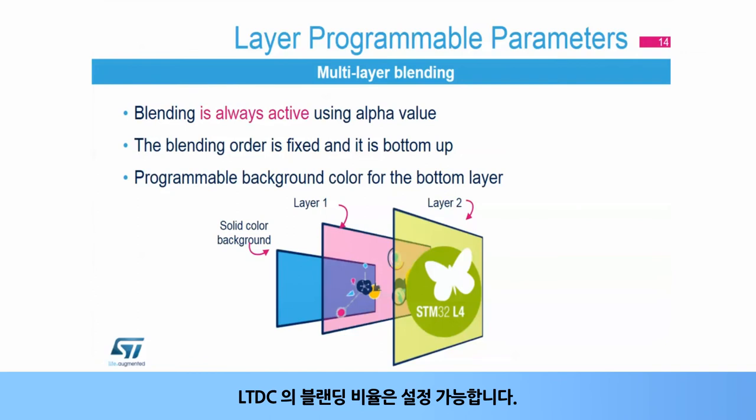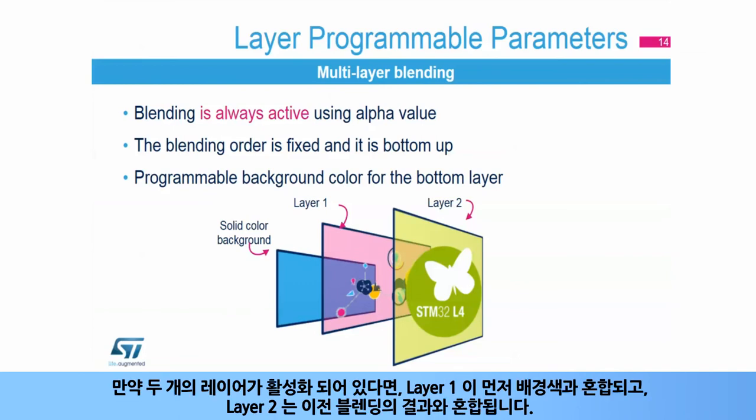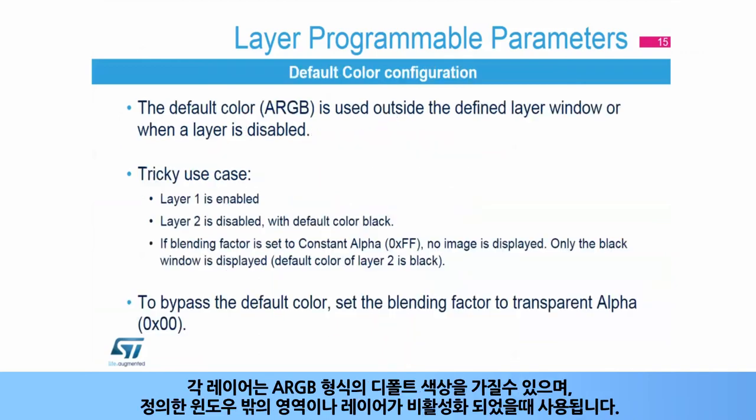The LTDC features configurable blending factors. The blending order is fixed and it is bottom-up. If two layers are enabled, layer 1 is first blended with the background color, then layer 2 is blended with the result of the previous blending. Each layer can have a default color in the ARGB format, which is used outside the defined layer window or when a layer is disabled.